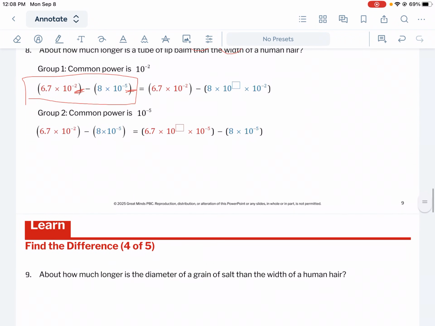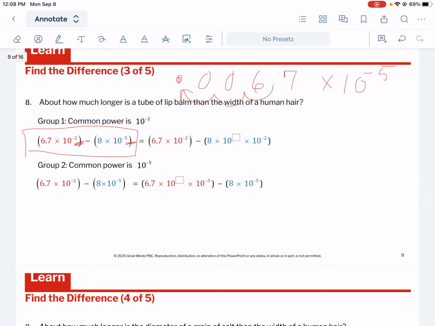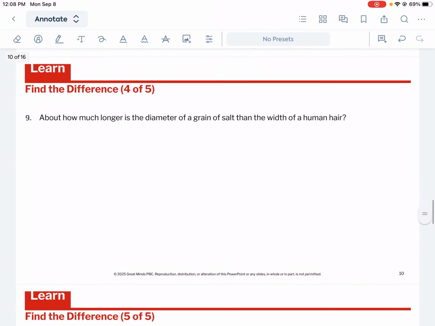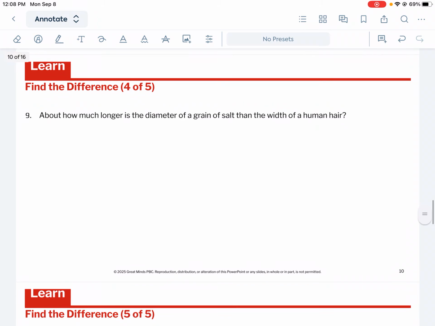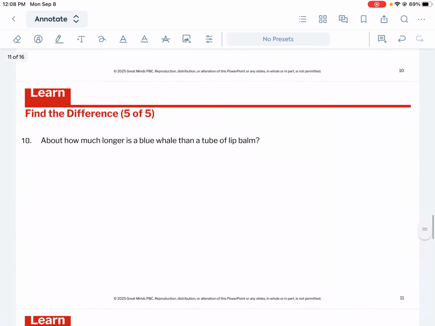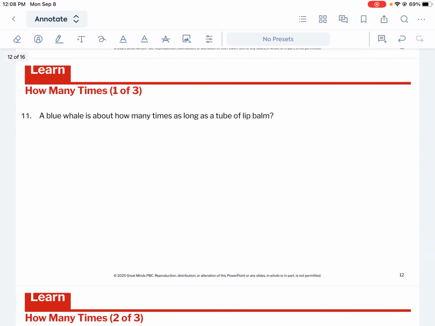Just a little trick, or a little rule of thumb. And you could have done the exact opposite as well for this 8 times 10 to the negative 5 and just made that smaller by dragging the decimal point forward. Just a trick. We're going to skip past number 9. We're going to skip past number 10 because those are still subtraction, but we will do number 11.